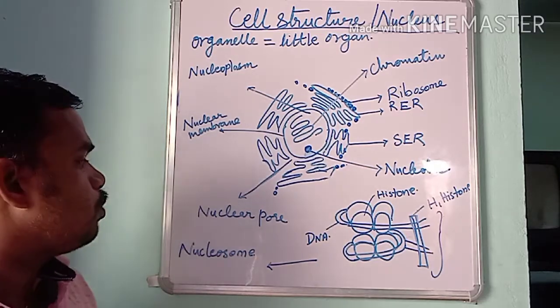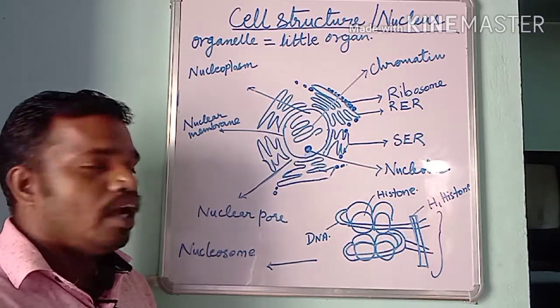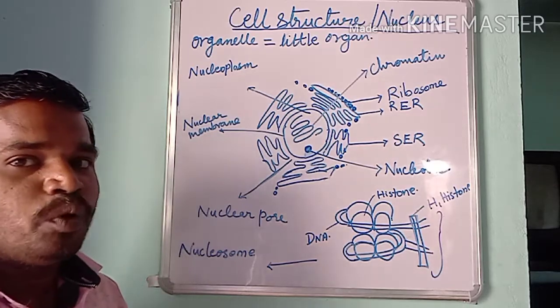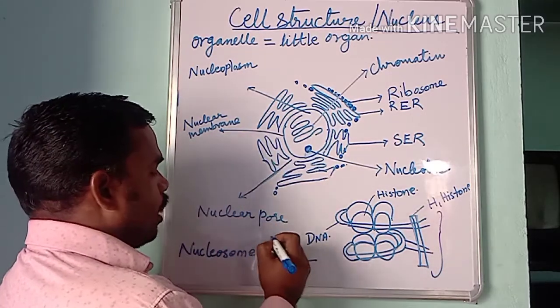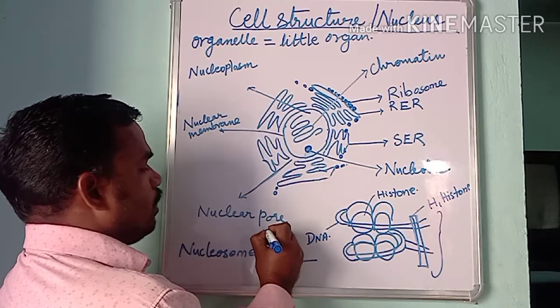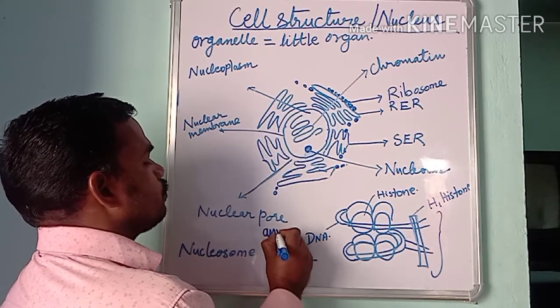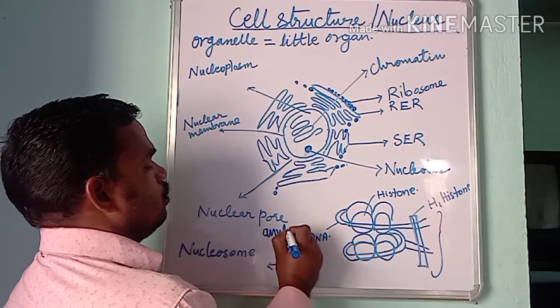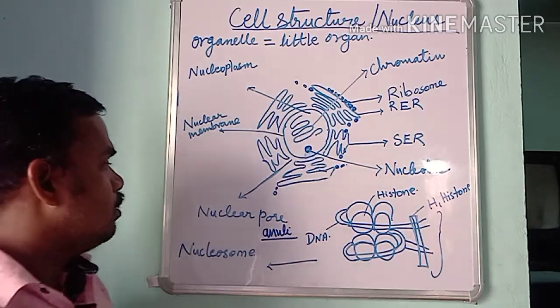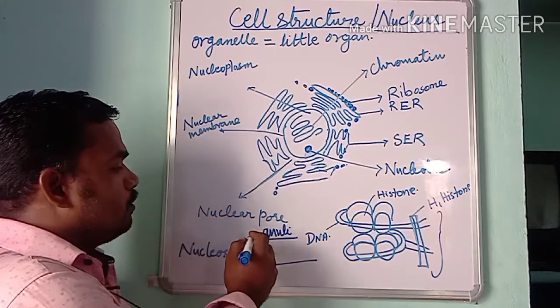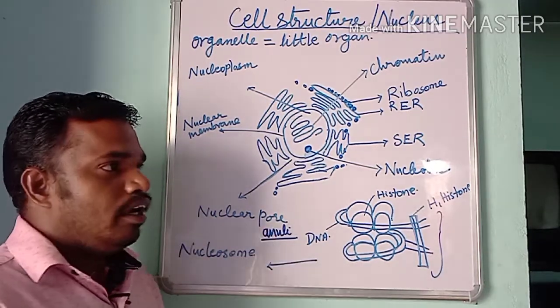Followed by that, we will identify on the surface of the nucleus numerous pores. These numerous pores are nothing but the nuclear pores. The nuclear pore is surrounded by a structure called the annulus. The singular form is annulus. So the nuclear pore is surrounded by a structure called the annulus.